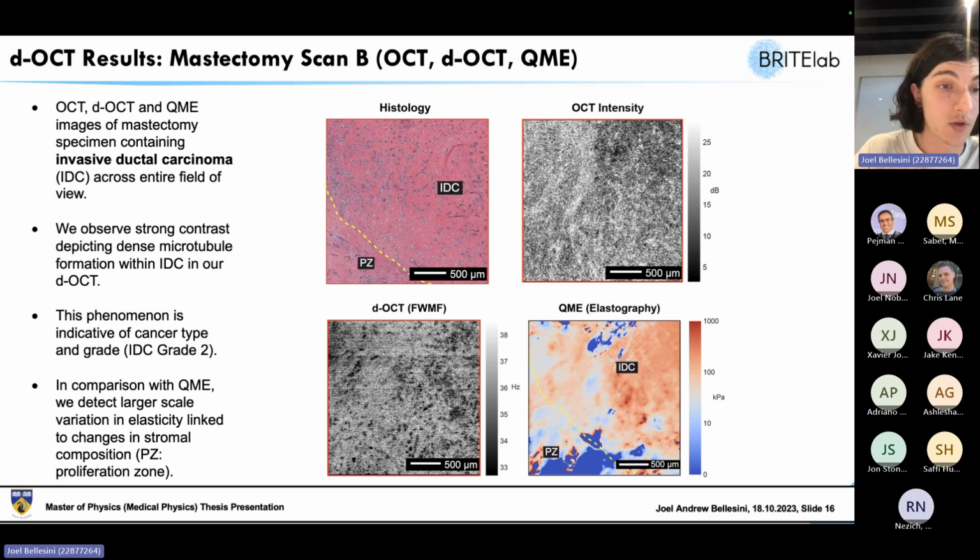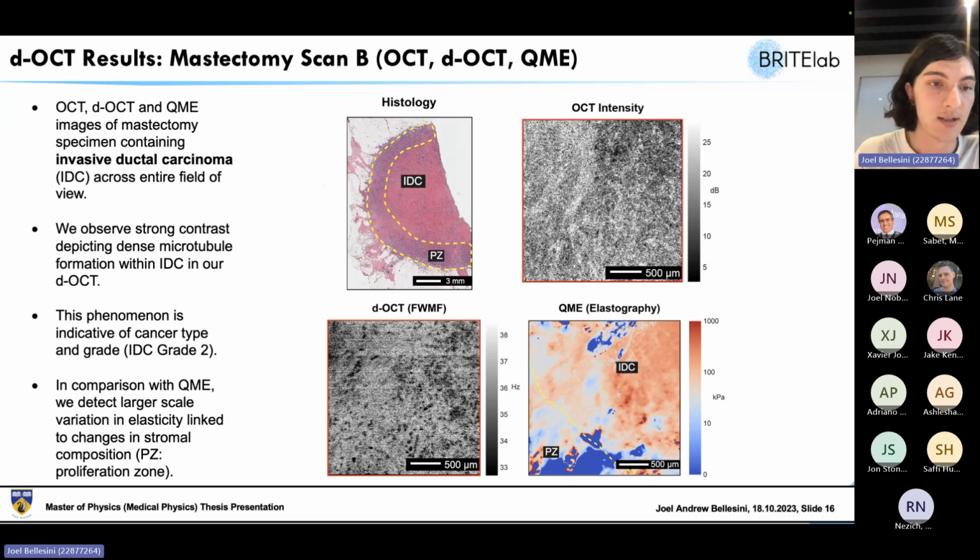And we also are able to compare our dynamic OCT image with QME, in which in the QME image, due to the reduction in resolution, these microtubules aren't as easily detectable. However, what we suspect we can see, if I zoom out on the histology, is a larger scale variation in elasticity from high elasticity on the right to low elasticity on the left, which corresponds to a more global change in stromal composition across this tumor.